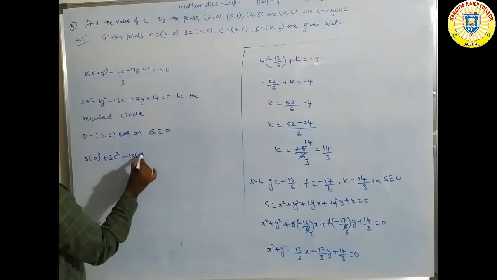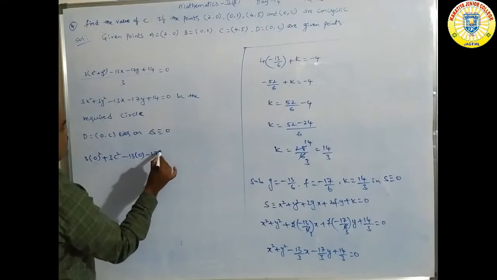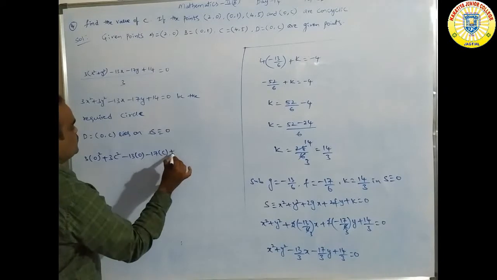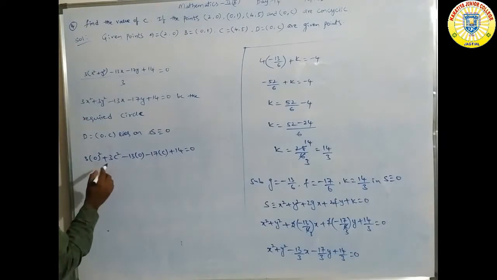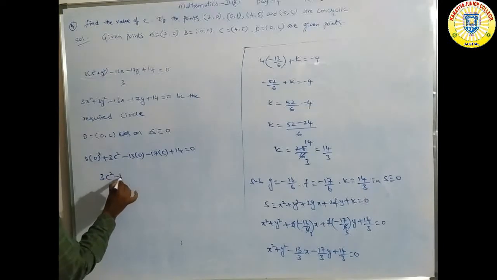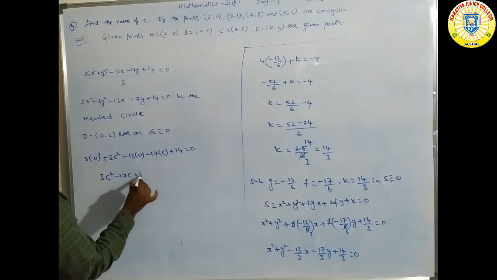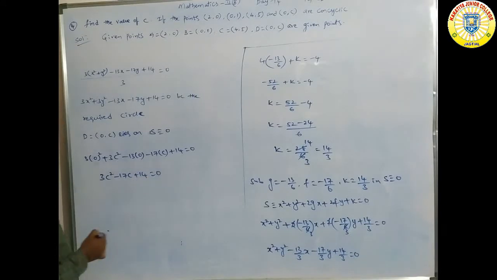Then 0 minus 17 into c plus 14 is equal to 0. Here 3 into 0 square means 0. What we are getting is 3c square minus 17c plus 14 equal to 0.